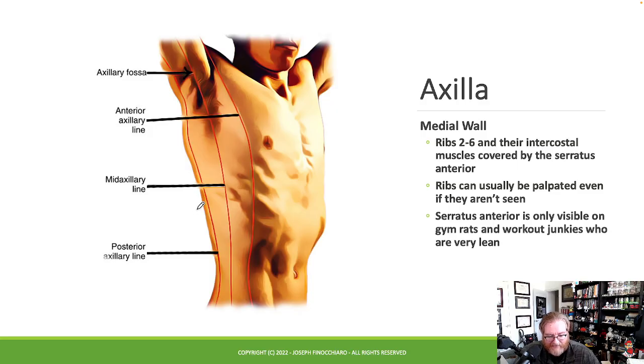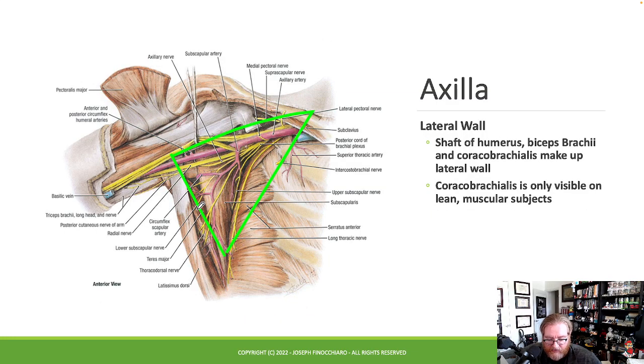Ribs can usually be palpated even if they aren't seen. The rule of thumb for dogs, your pets at the right body weight: when you touch their sides, you should be able to feel their ribs, but you don't see their ribs. And the serratus anterior is only visible on workout folks who really put effort into making that visible.